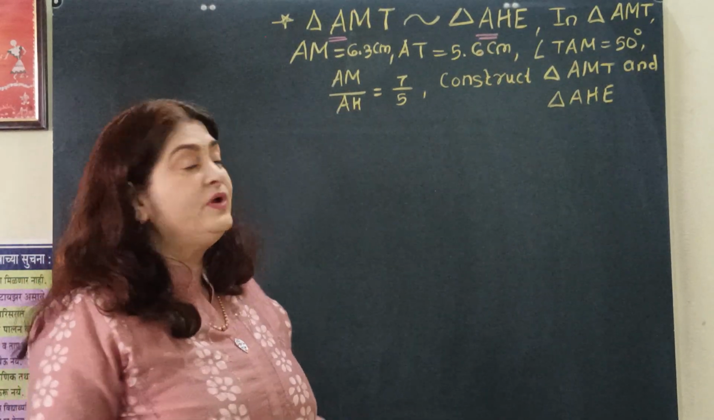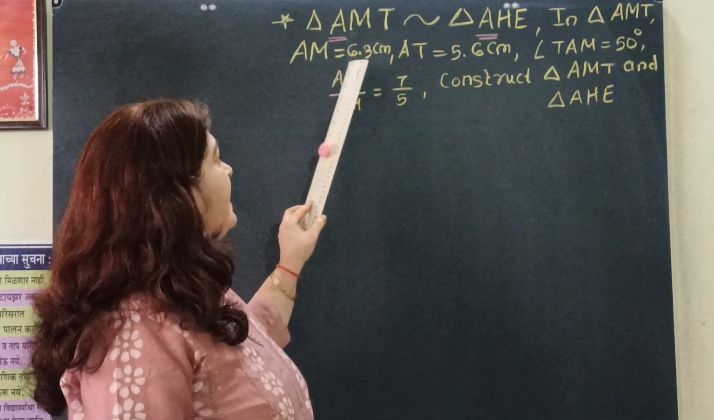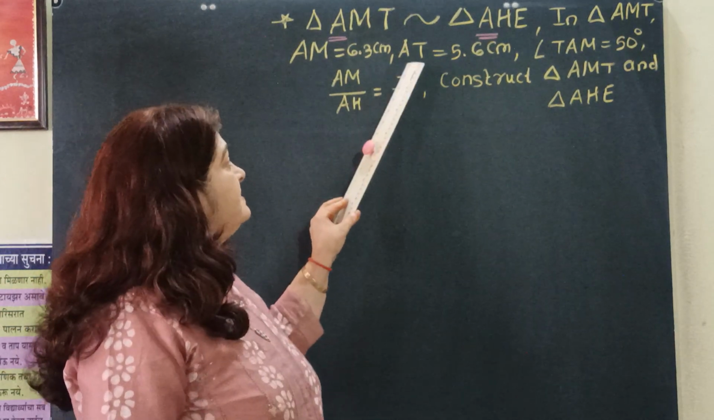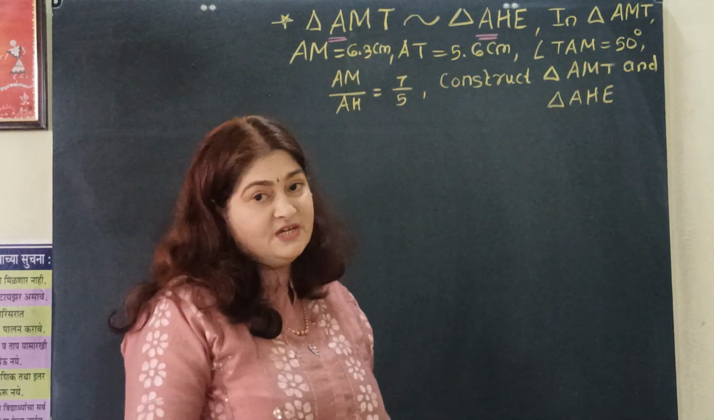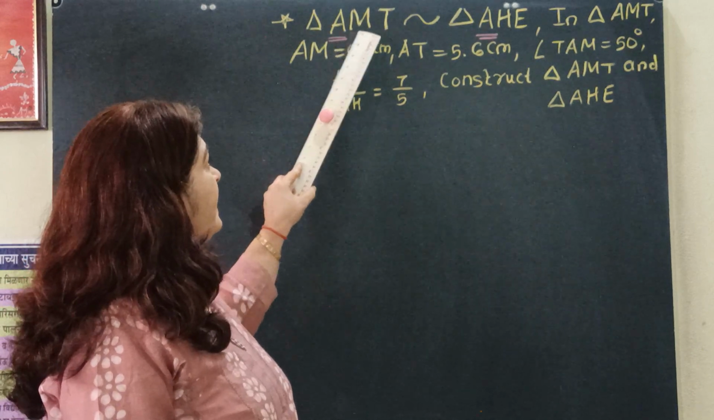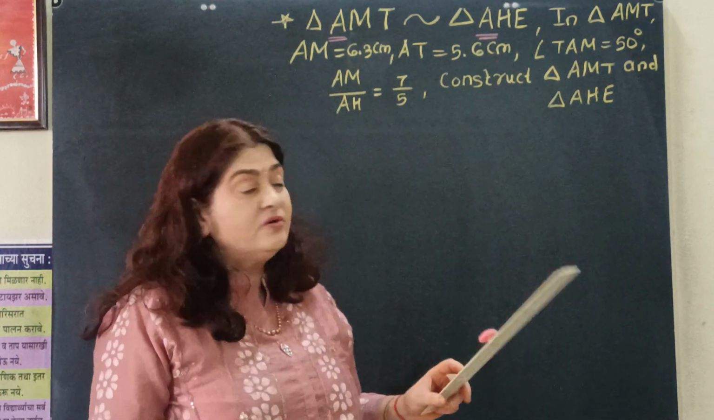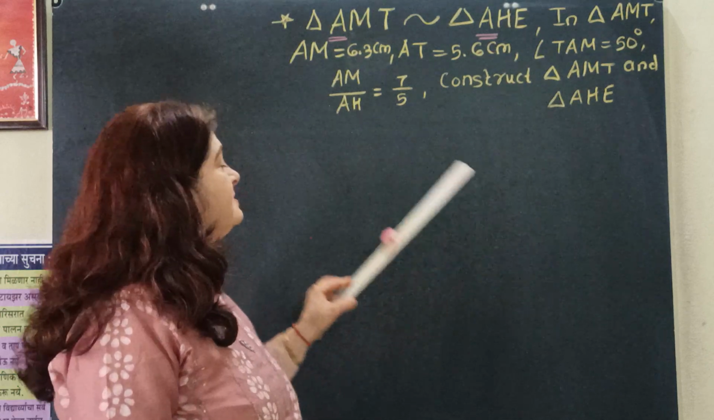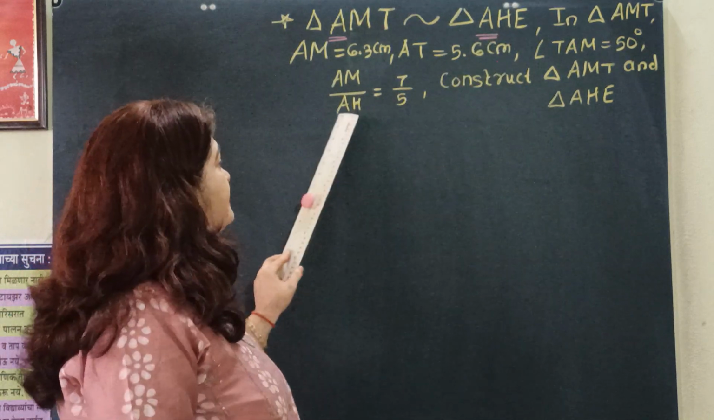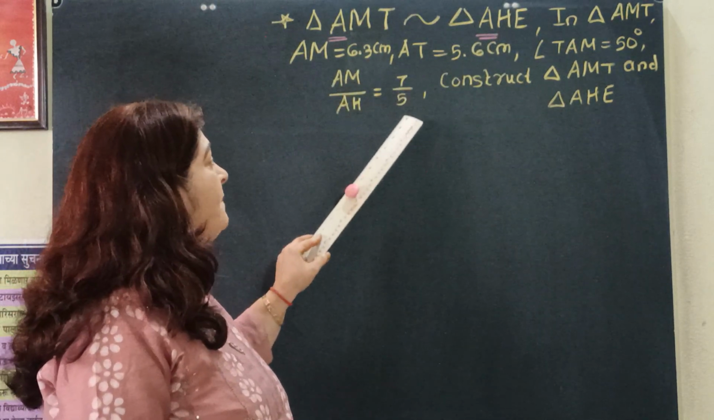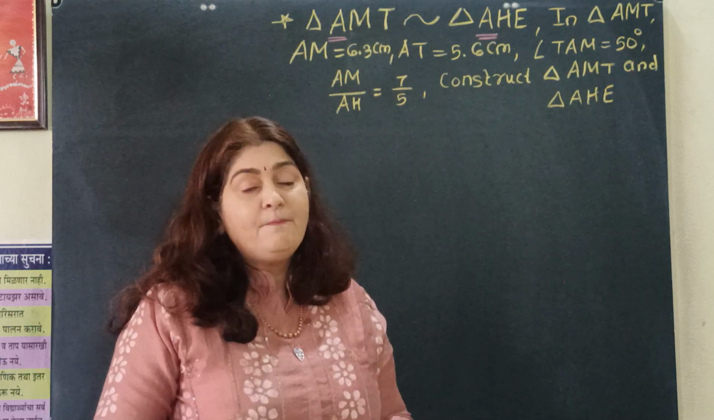So first of all, we will draw the bigger triangle AMT, whose segment AM is 6.3 cm, segment AT is 5.6 cm, and angle TAM is 50 degrees. Then, taking the common vertex A, we will draw triangle AHE, because the ratio of segment AM of the first triangle and AH of the second triangle, AM upon AH, is 7/5. So they are similar and corresponding sides are in the ratio 7:5.